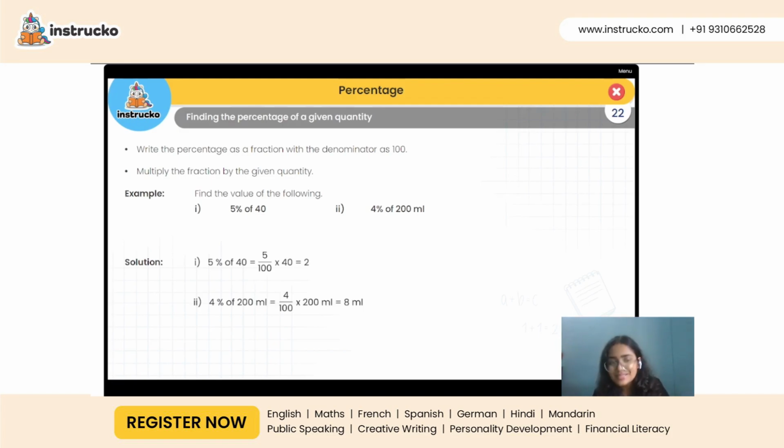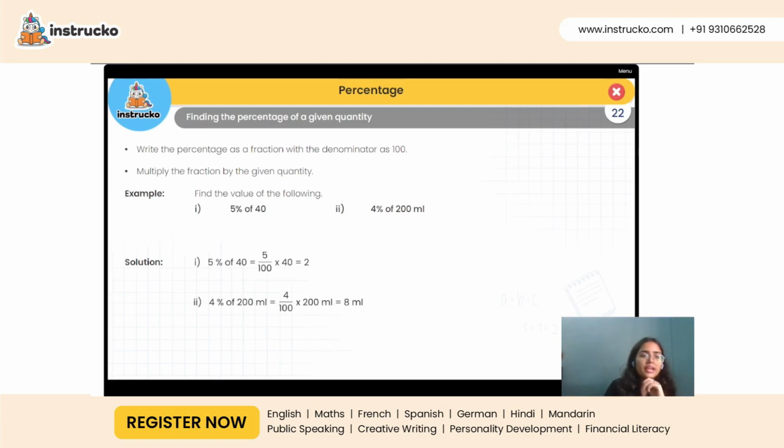So if I have 40 pencils, and I say I have 5% of 40 pencils, how many pencils do I have in my hand? That is what the question means. When I say 4% of 200 ml, when I say I had a glass of milk which had 200 ml of milk in it and I drank 4% of it, the question being asked here is how much milk did I drink in reality? Understandable? Okay, so how do you solve that?